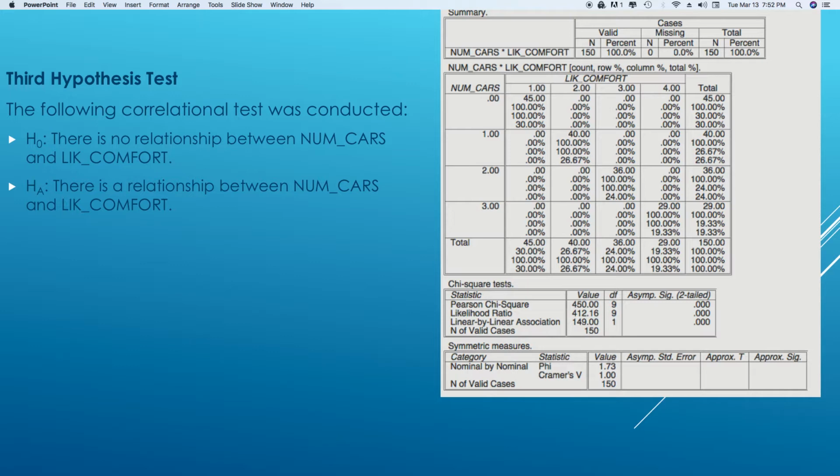So our n value is still 150 as it was in a previous test. However, we can see a much higher Pearson chi-square value of 450. Our degrees of freedom are also different in this test. They're 9. And we can definitely accept the alternate hypothesis in this case, because the p-value, as we can see, is 0.000. So it doesn't get any closer than that.